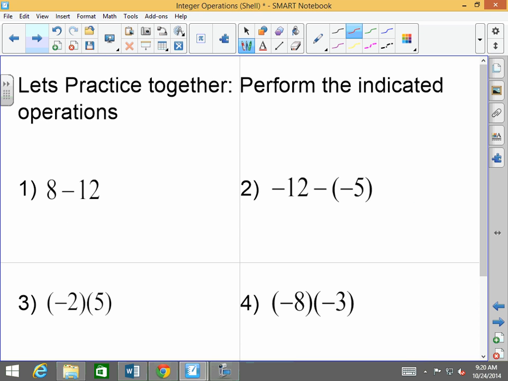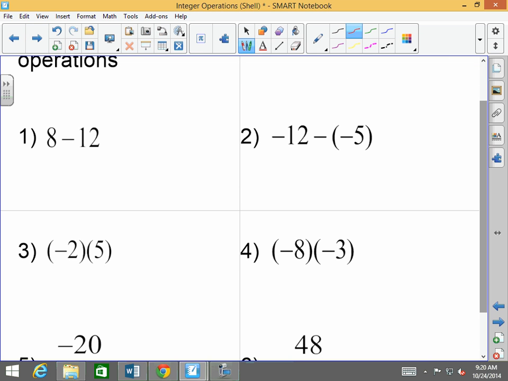Excellent. Now let's just practice. 8 minus 12. Signs are opposite, so you subtract and keep the sign of the largest absolute value. So this would be 12 minus 8 is 4, but there's more negatives, so it'd be negative 4. Excellent. Negative 12 minus a negative 5. You have a negative 12 plus 5.